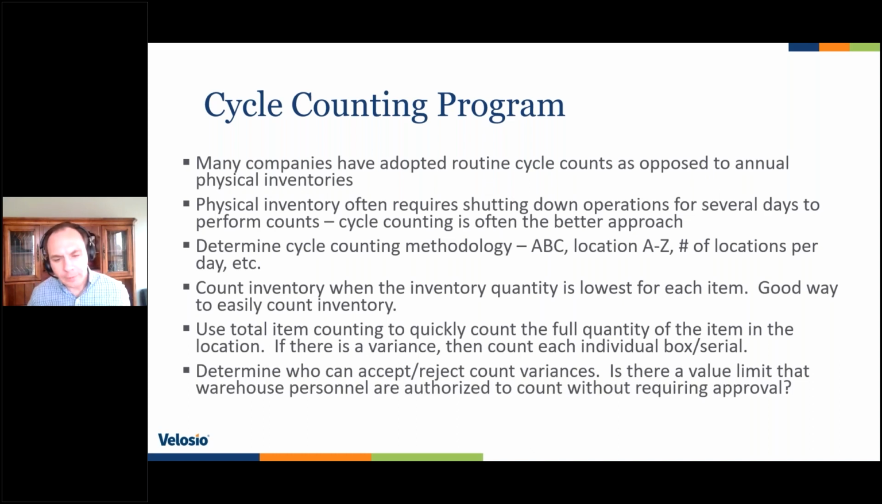And you're always going to deal with some cycle count variances, physical inventory variances. You need to determine who can accept and reject those variances. Is there a limit that the warehouse is allowed to count out without requiring approval? I've worked with customers that had a $250 limit for the warehouse, that as a warehouse associate, they could adjust out $250 plus or minus without requiring anyone else to look at it. So those types of things, those tolerances are in place in D365 as well.